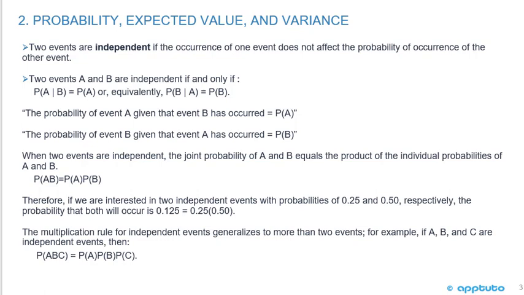The multiplication rule for independent events generalizes to more than two events. For example, if A, B, and C are independent events, then the probability of A, B, and C all happening is the probability of A times the probability of B times the probability of C. And we've seen that before in previous LOS, where you've got 100 stocks and 3 screens. What's the probability that a stock will go through all 3 screens? We multiplied the probabilities.